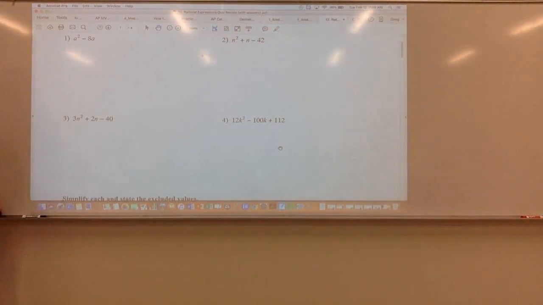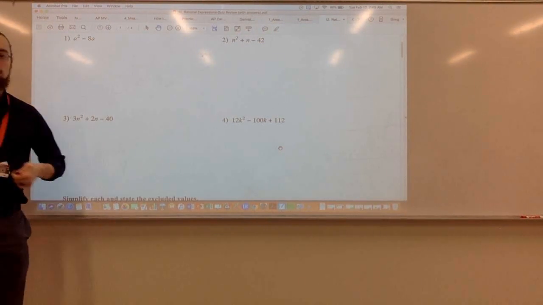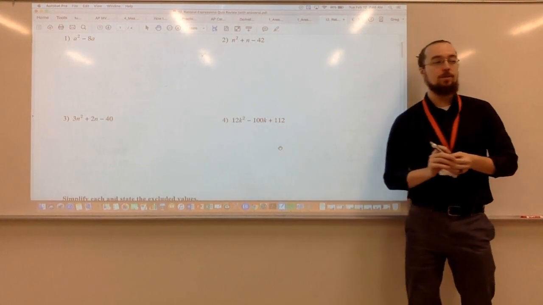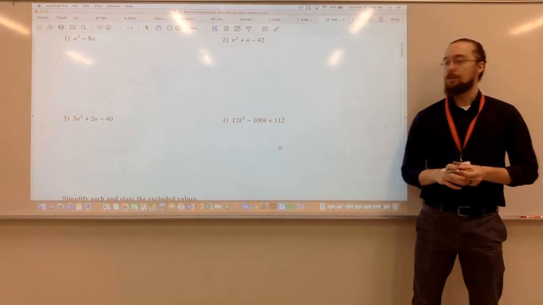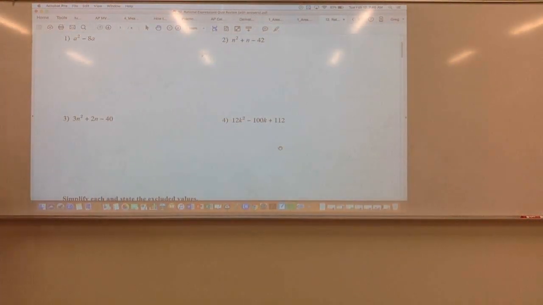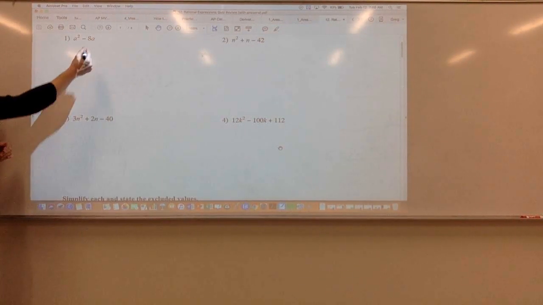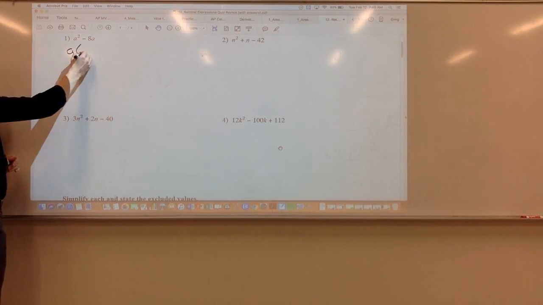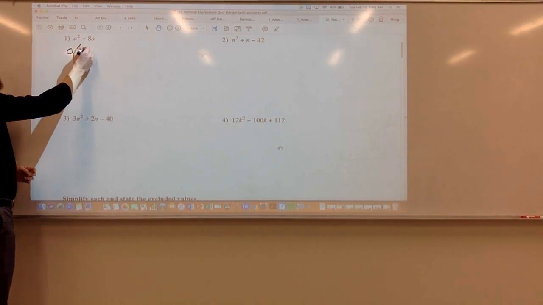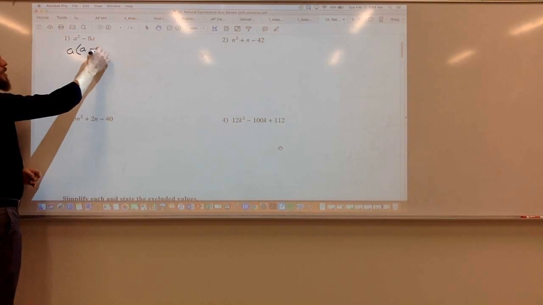All right. The first section was factoring. So what's the first thing that we always want to look for when we're factoring? GCF. Okay, so on number 1, we can take out a GCF. I can take an A out of both of these terms. Right? So when we take an A out, what am I left with? Just, so here I would just be left with A minus 8.